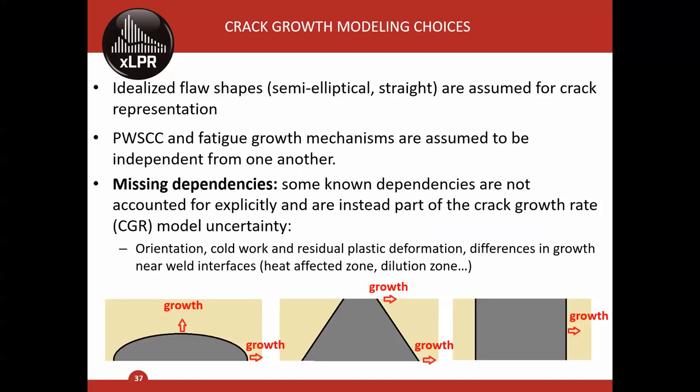So in modeling the growth of cracks, xLPR considers the cracks to be one of three idealized flaw shapes. Either semi-elliptical surface cracks, as shown on the left, transitioning cracks, as shown in the center, or idealized through-wall cracks, as shown on the right. The semi-elliptical surface cracks are modeled to grow in both length and depth directions. Transitioning cracks have different crack growth rates evaluated for the ID and OD flaw sets. And idealized through-wall cracks assume the same crack growth rate on both the ID and OD tips.